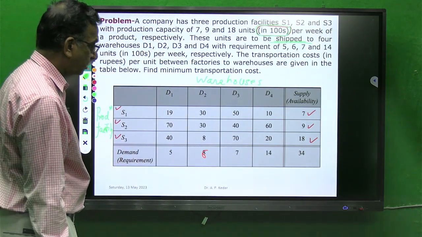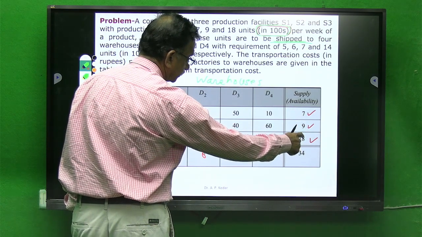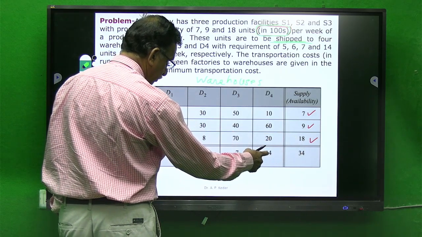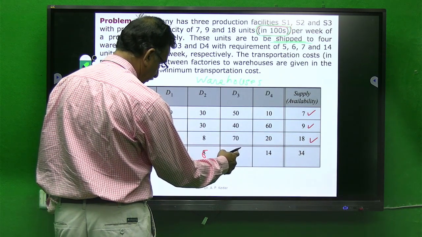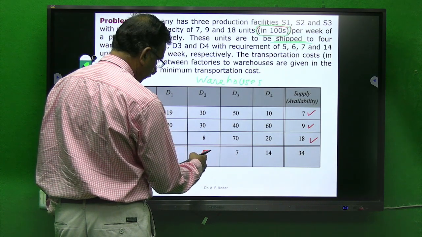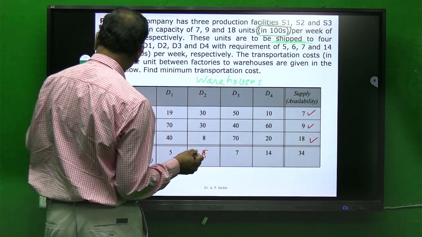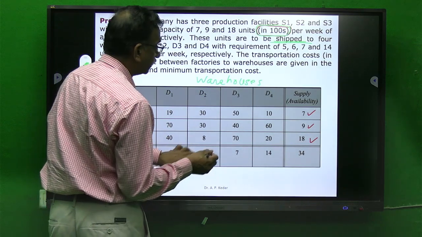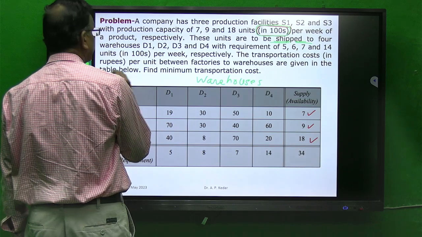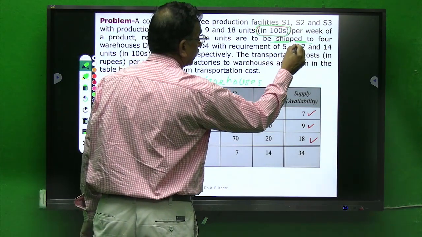Now here if you check, 18 plus 9 is 27 and 34. So 14 plus 7 is 21, 21 plus 6 is 27, 27 plus 5 is 32. So whatever was given in this table is not correct, this is to be modified, and here it should be 8.